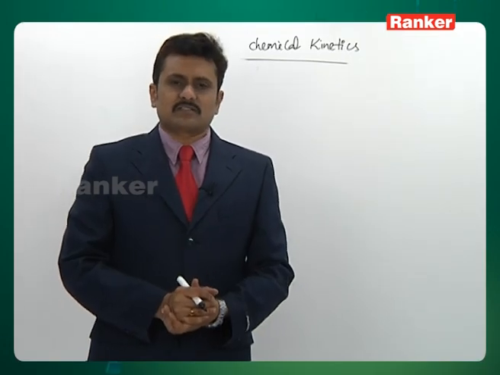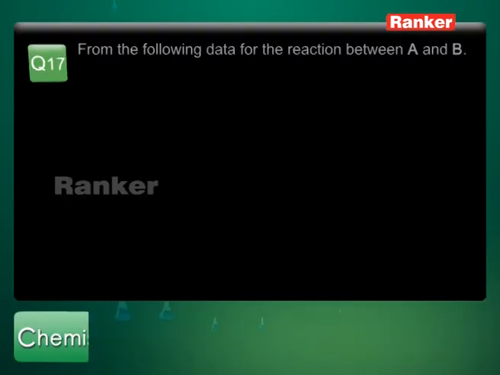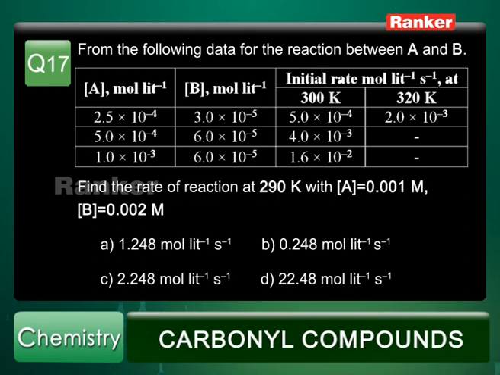For a reaction between A and B, you have been given the data. I mean to say it is regarding the concentrations of A and B mentioned in mole per liter, where the rate of the reaction is given at two different temperatures. One is at 300 Kelvin, the other is at 320 Kelvin. Then from this data, you have been asked to find the rate of reaction at 290 Kelvin when the concentration of A is equal to 0.001 molar and that of B is equal to 0.002 molar.